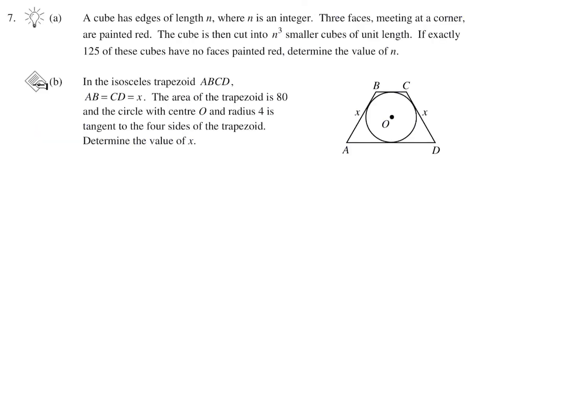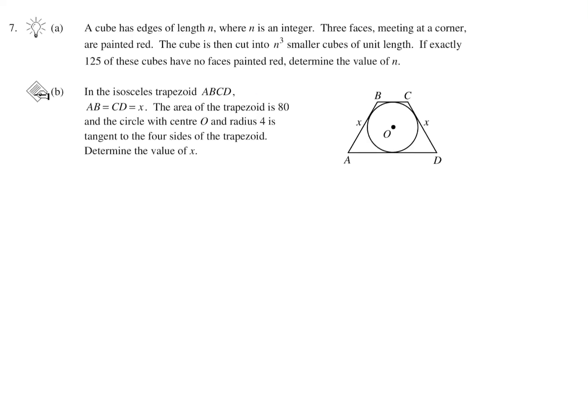(7a) A cube has edges of length n, where n is an integer. Three faces meeting in a corner are painted red. The cube is then cut into n³, n to the power of 3, smaller cubes of unit length. If exactly 125 of these cubes have no faces painted red, determine the value of n.